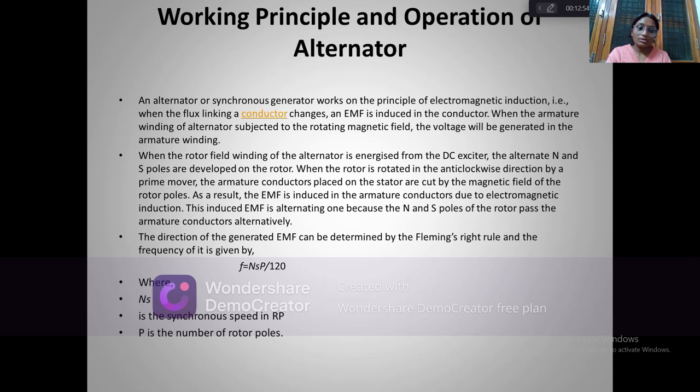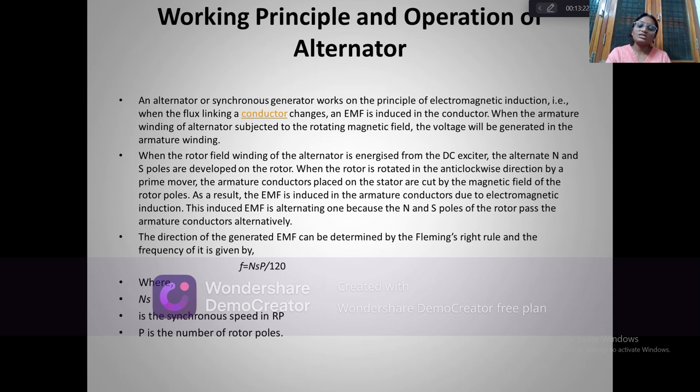When the rotor rotates in the anti-clockwise direction by the rotor poles, as a result, the EMF is induced in the armature conductors due to electromagnetic induction. This induced EMF is alternating because the north and south poles of the rotor pass the armature conductors alternately. The direction of the generated EMF can be determined by Fleming's right hand rule.